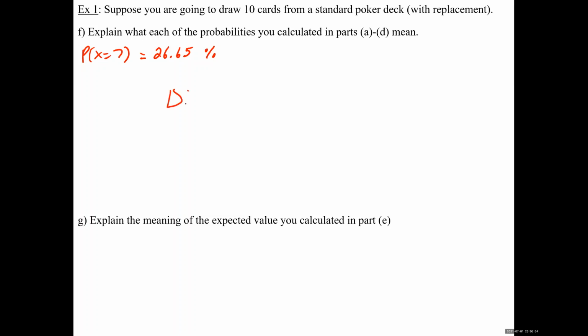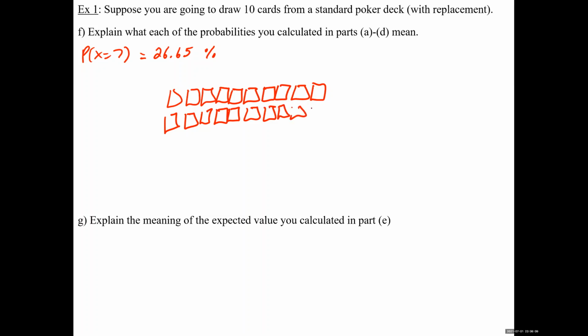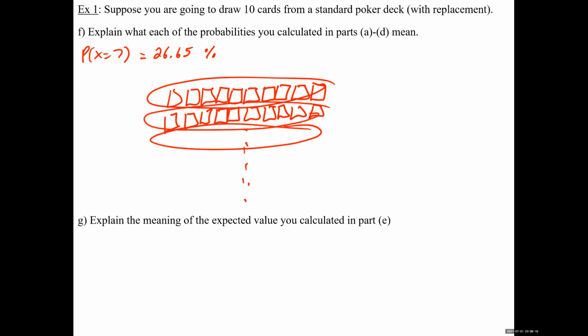it means you draw 10 cards. Imagine these are 10 cards. And then you draw another set of 10 cards. And you keep doing that. So you draw 10 cards, then you draw another 10 cards, then you draw another 10 cards, and you do it many times. Well, for this first set of 10 cards, you might have got 5 number cards. For this one, you might have got 8 number cards. For this one, you might have got 7 number cards. For this one, you might have got 3 number cards. Each time you're going to count how many number cards you got.